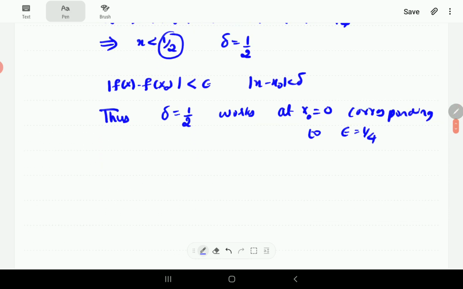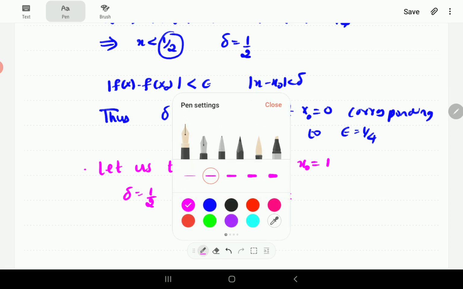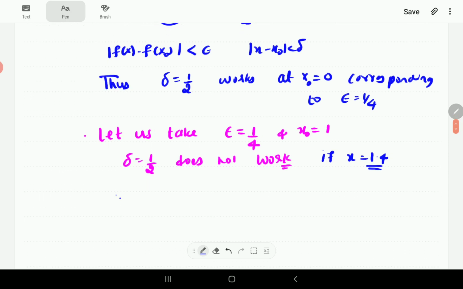Now let me quickly change our x naught value. Let us take our epsilon as 1 by 4 only, and I change my x naught from 0 to 1. Then the delta equal to 1 by 2 which we got does not work. It does not work. For instance, if we take x equal to say 1.4, then x minus x naught becomes what?